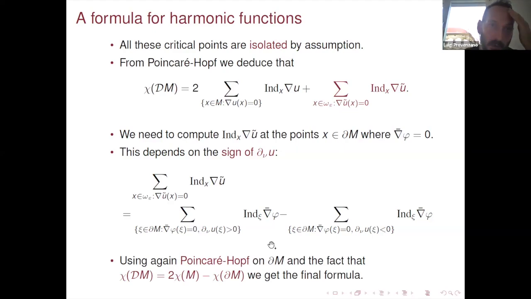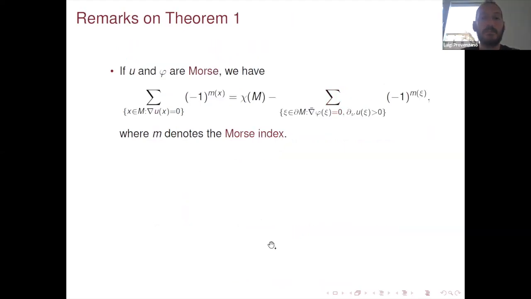Okay, so that was the only proof actually that I will show you today. I will now discuss corollaries and other considerations on this. So let me just make some remarks. We assumed that U and phi had isolated critical points, but in particular, if they are Morse functions, the index that we have here can be replaced by -1 to the power of the Morse index of the function, which is the number of negative eigenvalues of the Hessian, if you wish.